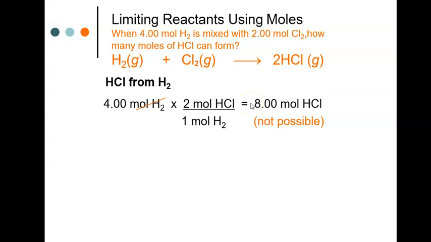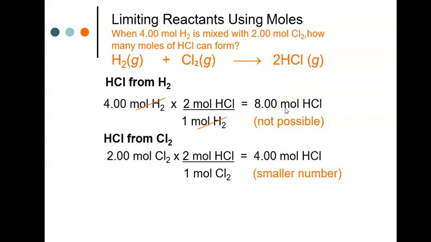Meanwhile, the unit cancels the unit, that is, mole of hydrogen cancels mole of hydrogen. If you discover that your unit does not cancel, that means there is something wrong with your unit, or there is something wrong with your conversion factor. So the first product we get here is 8 moles of HCl. Let's look at chlorine. We are given 2 moles of chlorine. Right? 2 moles of chlorine goes here.